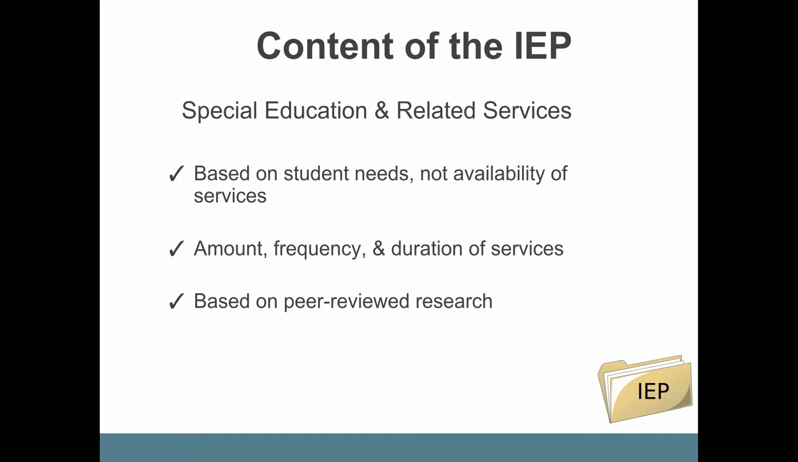So again, going back to the content of the IEP, all of this should be based on the student needs and not the availability of services. So just because you don't have an autism specialist in your school or someone who is capable of addressing the needs of students with severe emotional behavioral disorders doesn't mean that you get to write an IEP that doesn't call for those services. So you want to make sure that your IEP is based on student needs and not the availability. You also want to make sure that the amount, the frequency, and the duration of services are appropriate given the needs of your student.